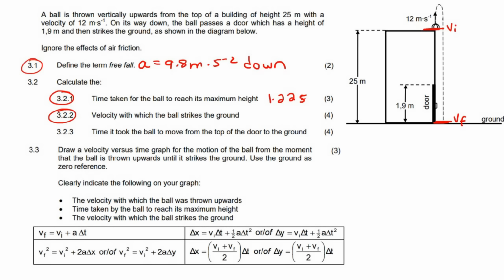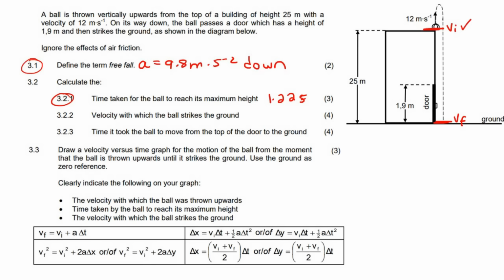Now, notice that in the first question, I chose upwards as positive. That doesn't mean I have to choose upwards as positive for every single question. You can if you want to, but what I like to do, because this one's going more in a downwards direction, I'm actually going to choose downwards as positive this time. But you don't have to do it that way. Okay, so let's see what we have.